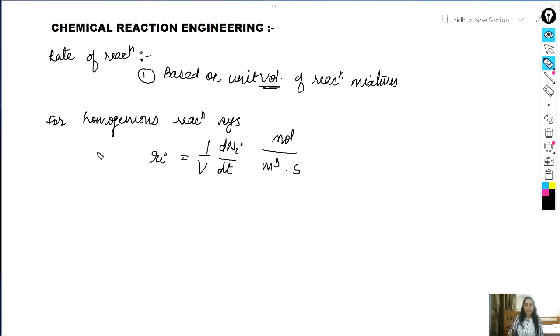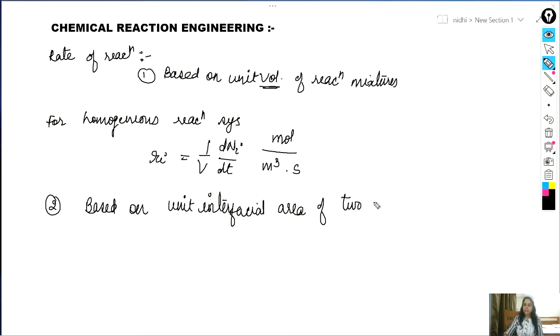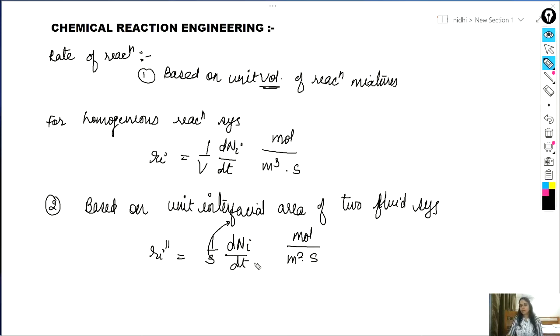Second one is based on unit interfacial area of two fluid systems. So this is our r_i double dash equals 1 by S dN_i dt. And S is what here? It is the interfacial surface area. So mole for N_i, surface area meter square and per time, so second.